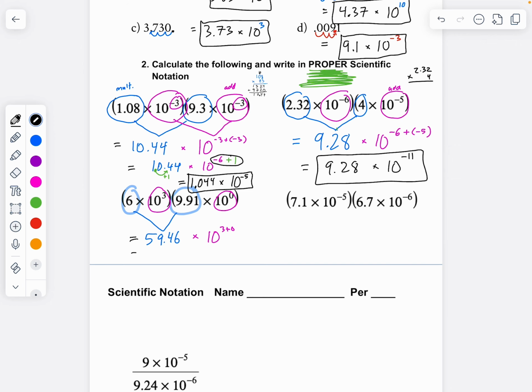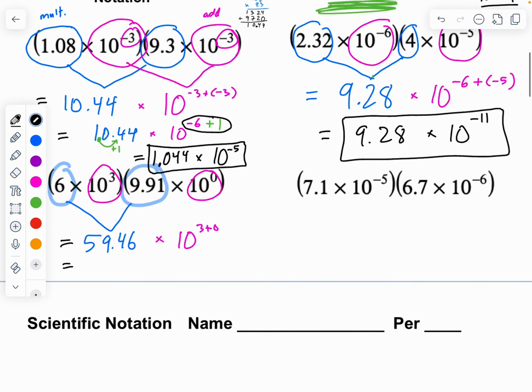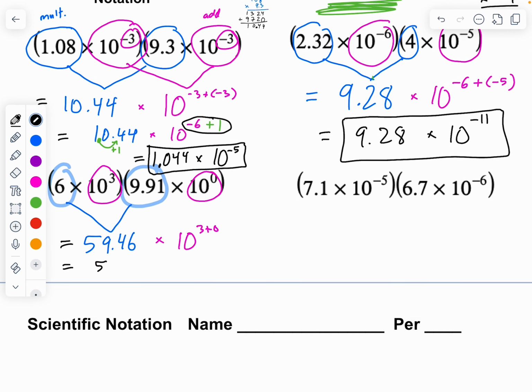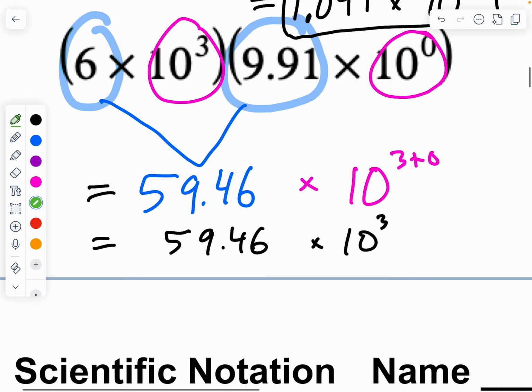Let me zoom out for a bit. Now, I'm going to get my answer. It's not the final answer, of 59.46 times 10 to the power of 3. Is that proper? Nope. The decimal has to be here. Okay, let me slow down for a bit. The decimal has to be here. How do I go back to where I was? I have to move to the right.